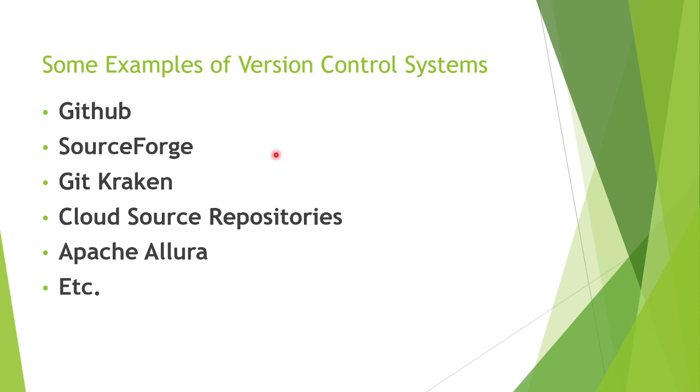So friends, that's all about version control software, and here are some basic examples of version control systems like GitHub, SourceForge, GitKraken, Cloud Source Repositories, and Apache Allura, etc. Also IBM Watson, it's also a good system, you can see.